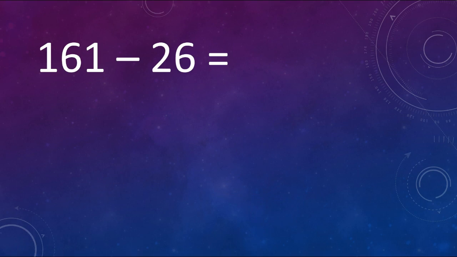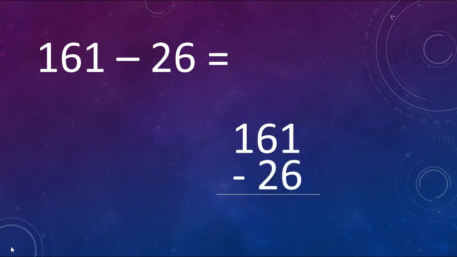All right, here's our next one. I want you to set it up and then answer on your own. Set it up vertically, so up and down. Okay, so now I have 161 minus 26. Did you set yours up like this? You should have your 1s in a column in a row. You should have your 10s lined up in a row here. And you should have your 100s lined up.